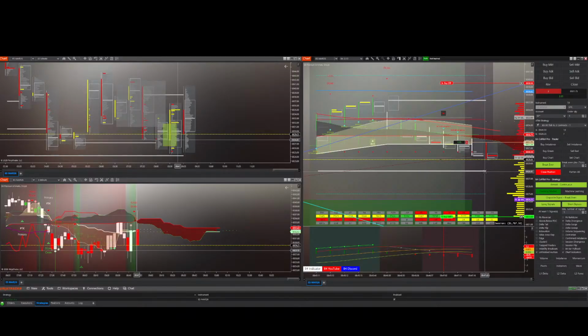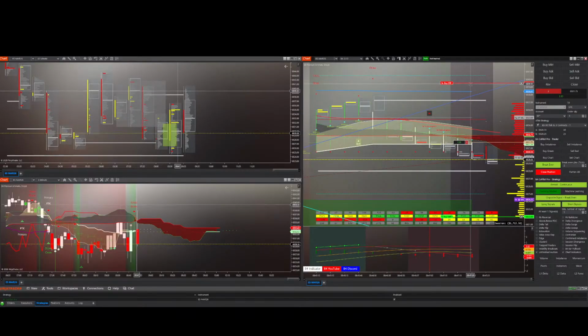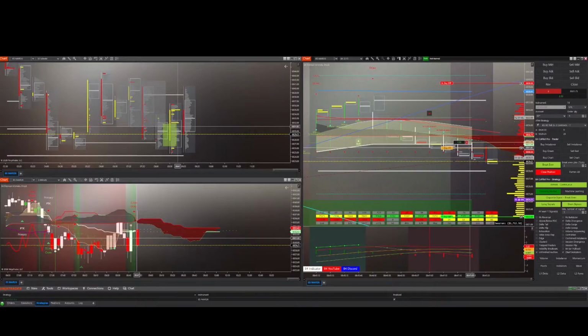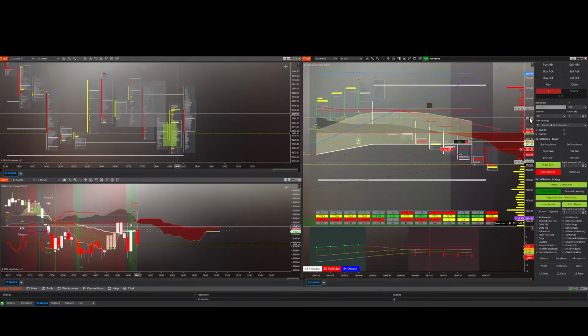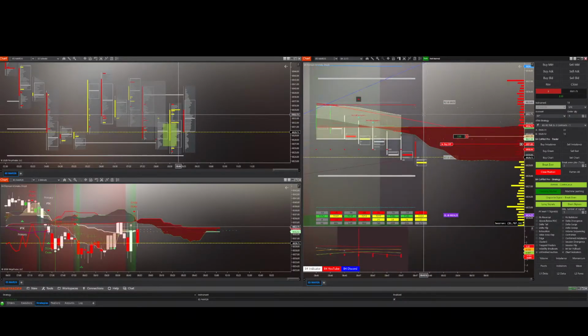So I'm eyeing this level right here, the 69.28. We'll go ahead and guard here. Make sure we just pay for the trade. Again, I'm not live trading this morning. We're just sim.